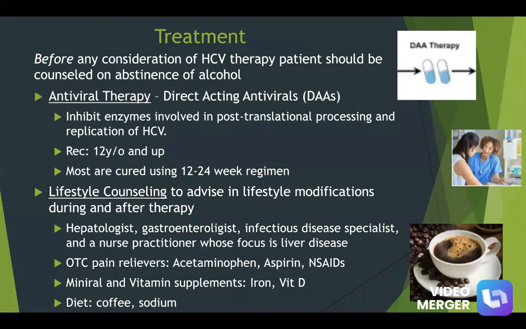For treatment, there are two that work hand in hand, but prior to the start of these therapies, the individual should be counseled in abstaining from the consumption of alcohol. The two treatments are antiviral therapy, and this is the use of direct-acting antivirals, otherwise known as DAAs. They inhibit enzymes involved in post-translational processing and replication of HCV. It's recommended for people who are 12 years and older, and most are cured using 12 to 24-week regimens.